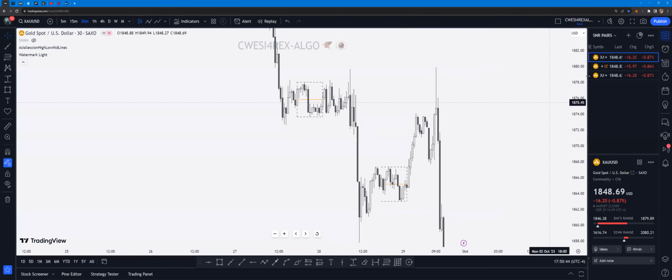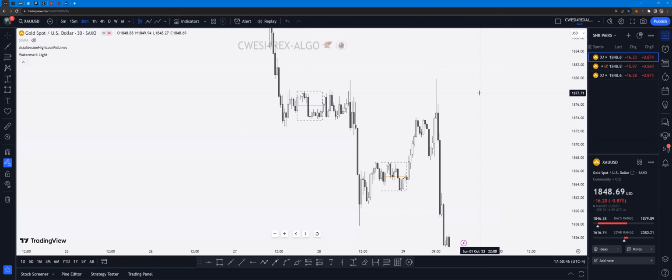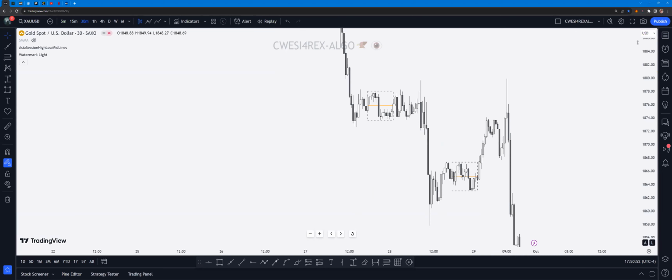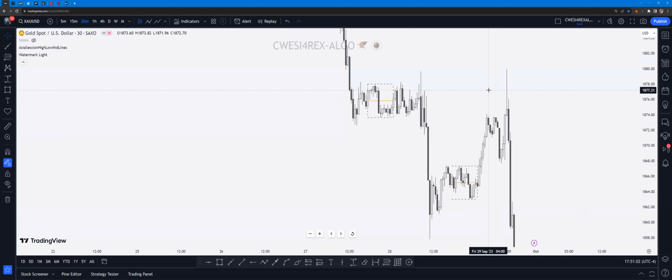But the problem with the algo is the direction. Sometimes if you don't know the direction, then you'll be taking the opposite trade. But if you know the direction, then you're good to go. All you need is your AMD formations and your higher time frame point of interest, and you're good to go.